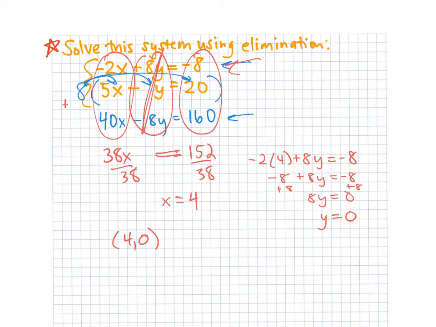And we can check that, right? Since y is 0, these go away. So does -2 times 4 equal -8? Yes. Does 5 times 4 equal 20? Yes, it does. So that works, and that's our solution.